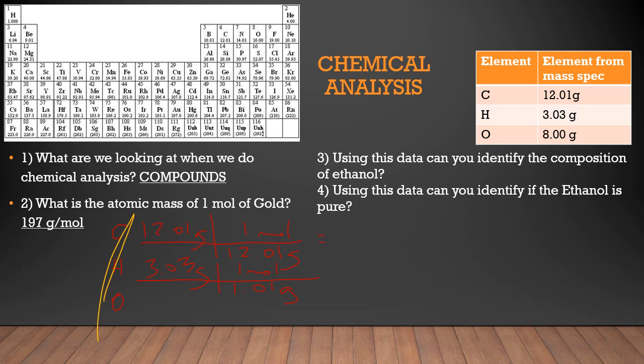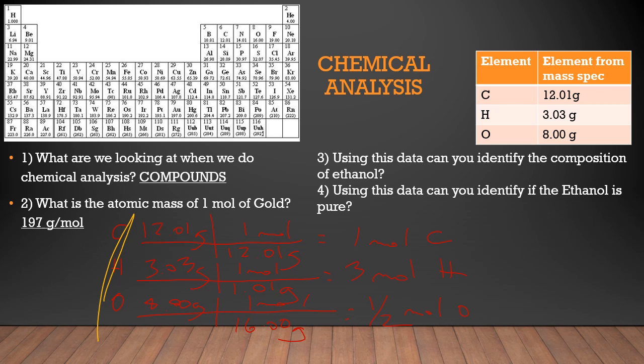And then oxygen was 8.00 grams. And oxygen is 16.00 grams per 1 mole. So when you do all this, you get 1/2 mole. We get 3 moles of hydrogen, this one is oxygen, and then we get 1 mole of carbon.